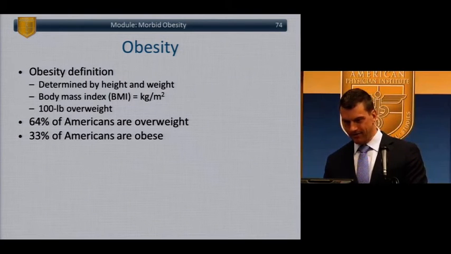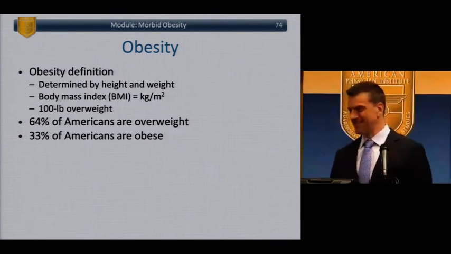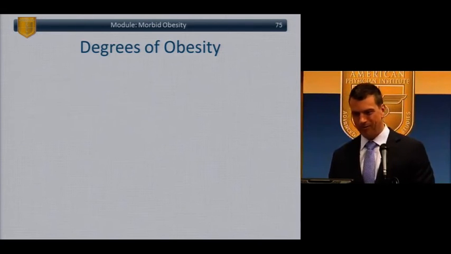64% of Americans are overweight, 33% are obese. I feel like this slide should have a ticker that keeps going up, sort of like the national debt clock, because it changes every time, and I'll show you a little bit of what we've seen.